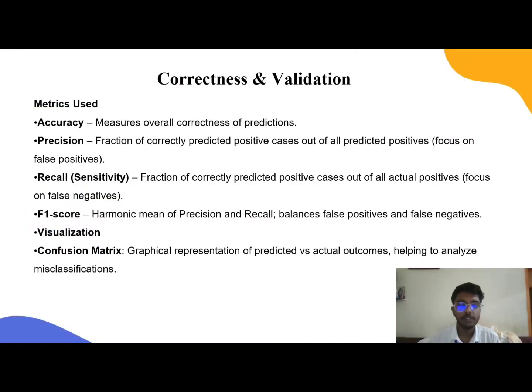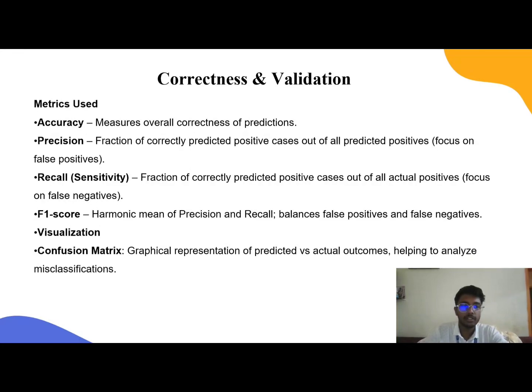Hello everyone, myself Ritesh. Now I will explain how we ensure that our model's predictions are accurate and reliable by using proper validation techniques. So the metrics used are: first one is the accuracy. It measures how many of our predictions are correct compared to the total number of predictions. It gives a general idea of how well the model is performing.